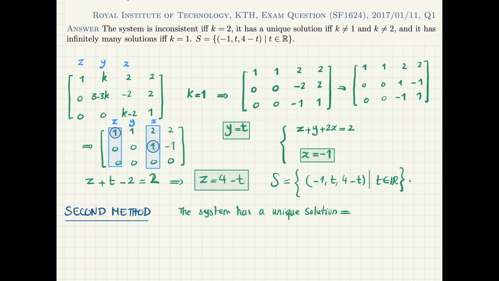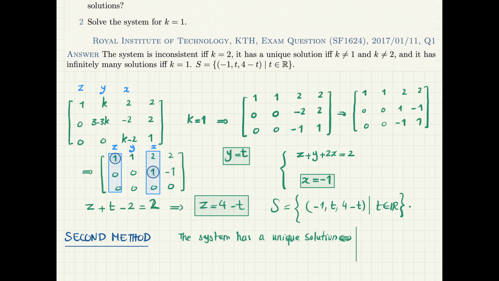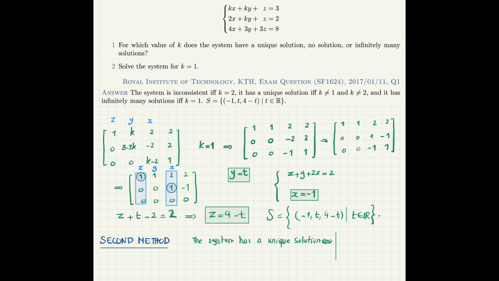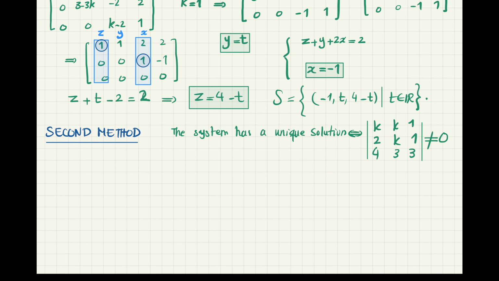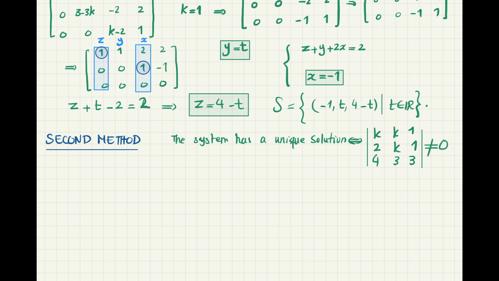if and only if the determinant of the coefficients, so here you don't need to change anything at all. You just write k with the original system, and you can immediately start. And 2, k, and 1, 4, 3, and 3. This shouldn't be equal to 0. Okay? And then what you do, you just expand the determinant. And this is if and only if.